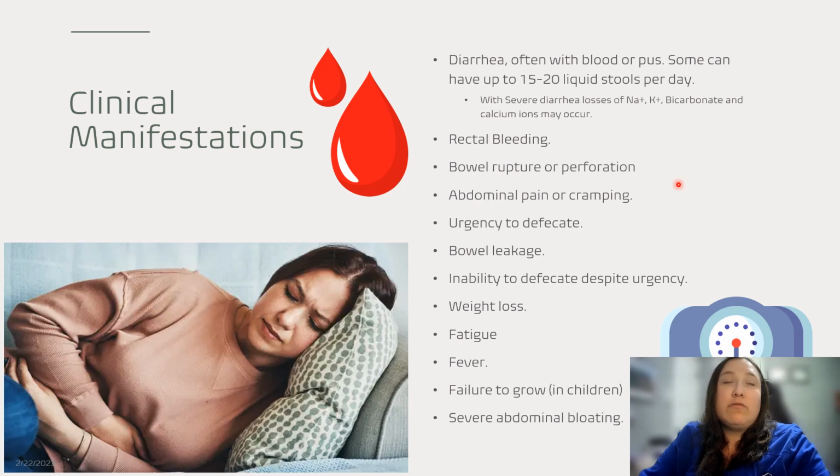They could have a bowel rupture or perforation. You could also see abdominal pain or cramping. They may have the urgency to defecate, bowel leakage, and inability to defecate despite their urgency. You could see weight loss, fever, fatigue, and in children you'll see failure to grow, and you might see severe abdominal bloating.